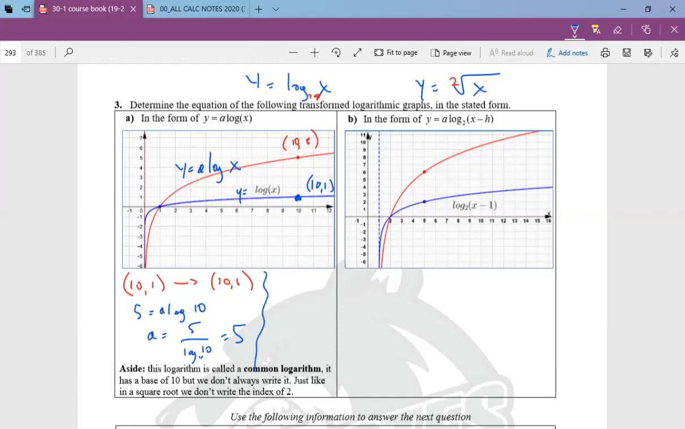So therefore, y is equal to 5. Sorry, logarithm of x is 5 log x. All right.